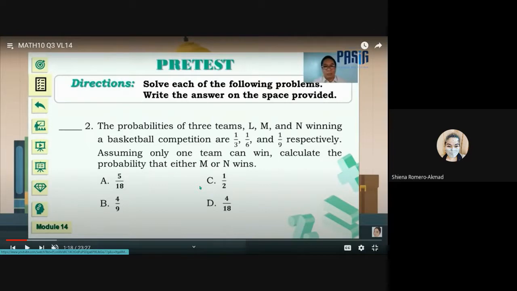Number 2: the probabilities of 3 teams, L, M, and N, winning a basketball competition are 1/3, 1/6, and 1/9 respectively. So we are already given the probabilities that each team will win. Respectively, L will win with 1/3, M's chance to win is 1/6, and N's chance to win is 1/9. Okay? Assuming only one team can win, calculate the probability that either M or N wins.